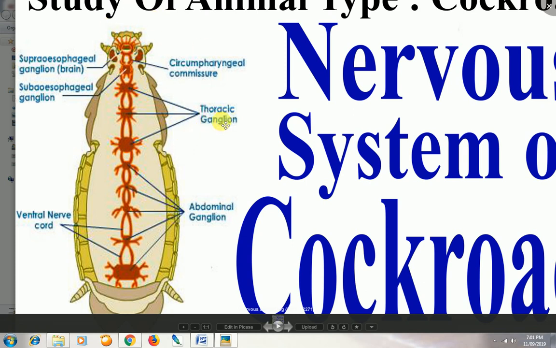So the first 3 pairs are located in the thorax region. As you can see, the first goes to the first thoracic chamber, you can call prothorax. The second nerve goes to the second chamber of thorax, we call mesothorax.